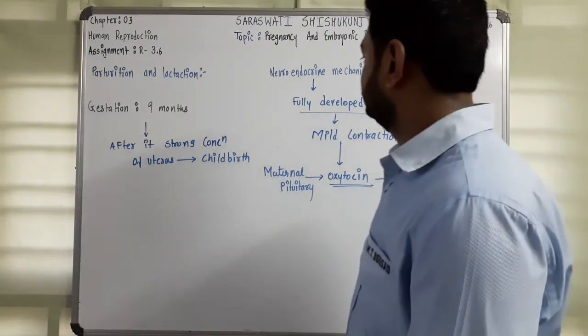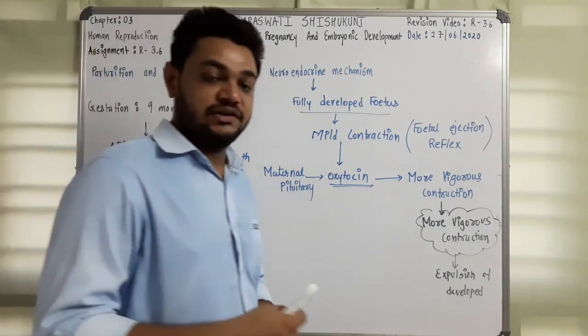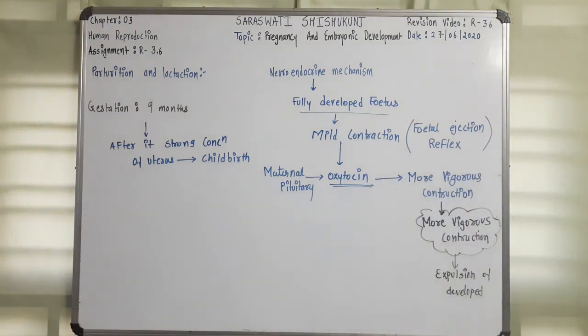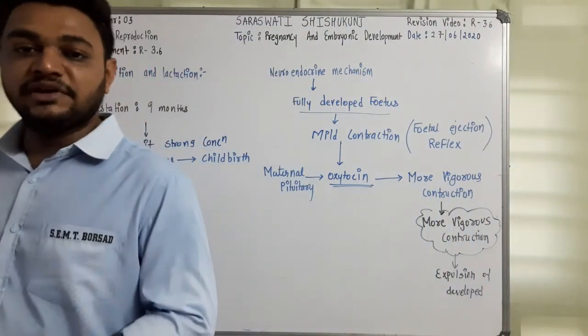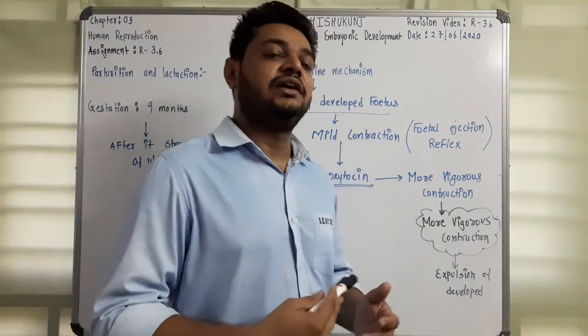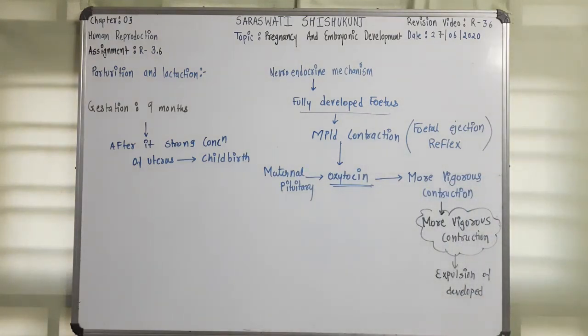Whenever there is a role of the nervous system as well as hormonal activity, both are included. The continuous secretion of the hormones will result in stronger and stronger contraction of the smooth muscles, and this helps in the expulsion of the fully developed fetus. Later on it will be called the child.